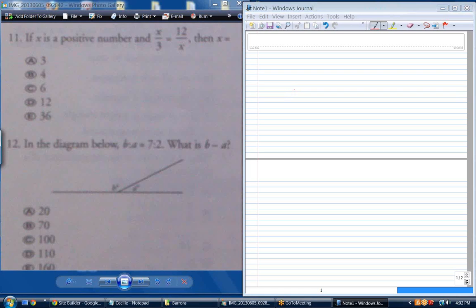We cross multiply. Okay, so what do you get? 2x. Okay, cross multiply. X times x is not... Oh, it's x squared, sorry. Okay, that's all right. And then it's equal to 36, and then x is equal to 6. Actually, x is equal to plus or minus 6, but they've told us that x is a positive number, so we choose the positive side of that.